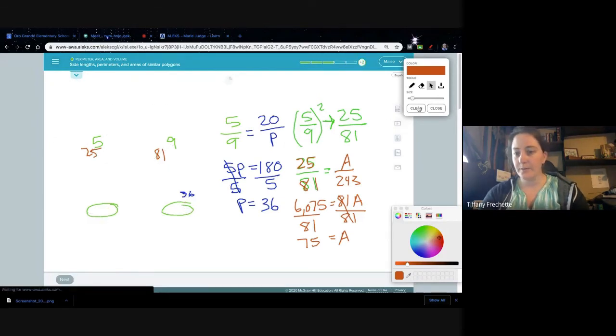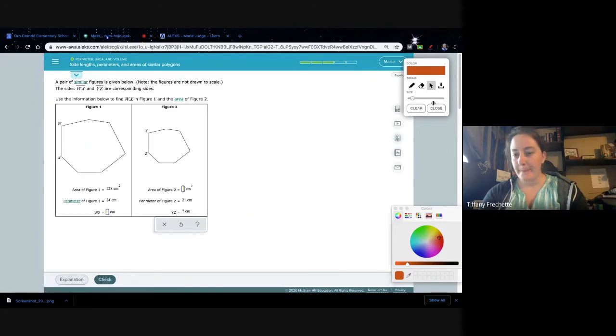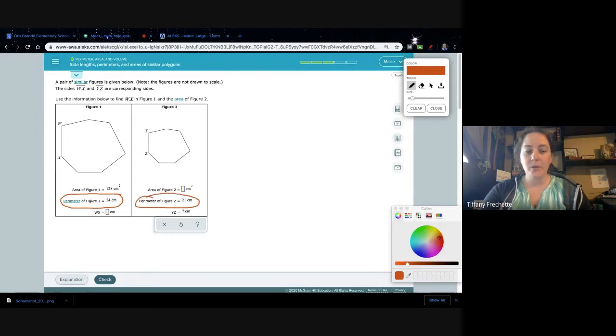All right, one more. Click on the pencil. Now we are being given perimeter and perimeter, so we always want to look for which two are matching. If we're given areas, then that's what we start with. If we're given perimeters, or lengths, it just depends on what you are being given. That's how you start. So in this case, we're going to start with 24 and 21.